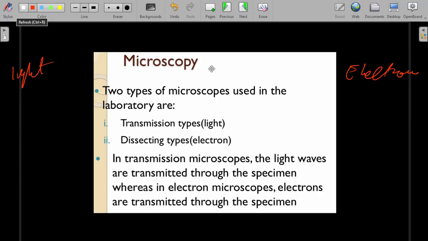Okay, let's interact, guys. Feel free to ask or to contribute where you are not clear. Any contribution? Anything you know about the two types of microscope, the light microscope or electron microscope?